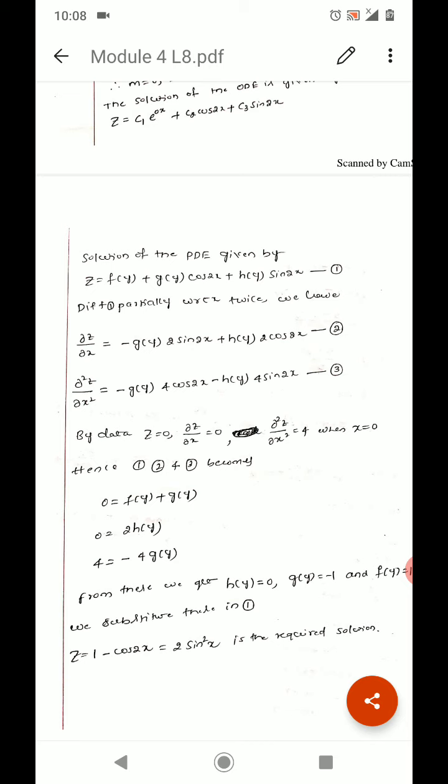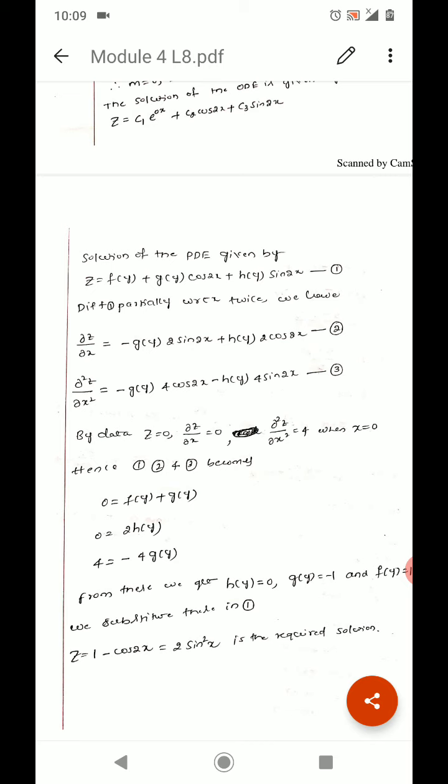Now again differentiating with respect to x, we get del square z by del x square, which is equal to minus g of y into, differentiation of 2 sin 2x is 4 cos 2x, plus h of y into, differentiation of 2 cos 2x is minus 4 sin 2x. So this is equation 3.